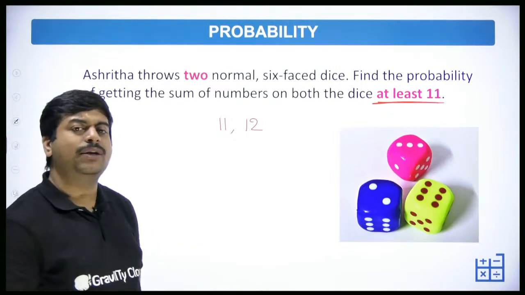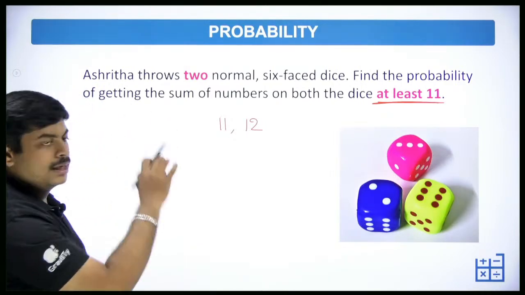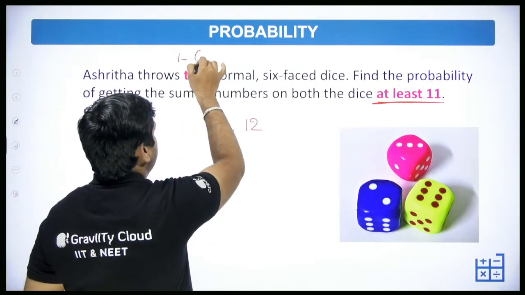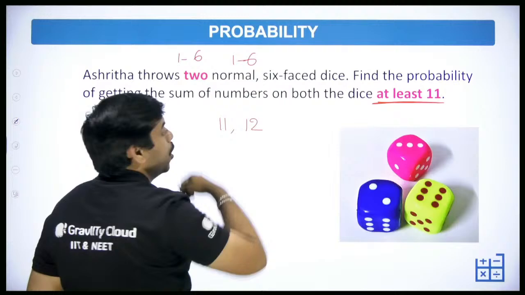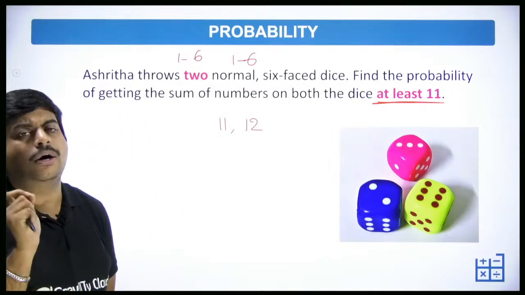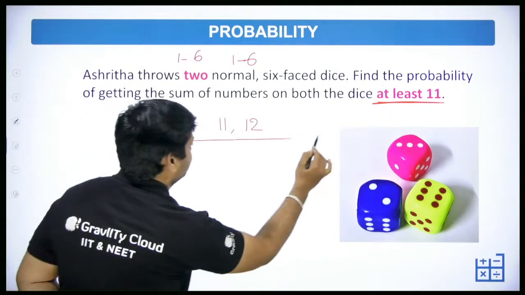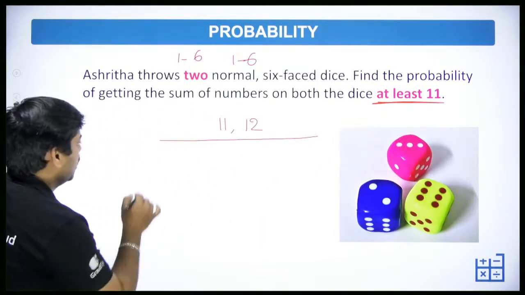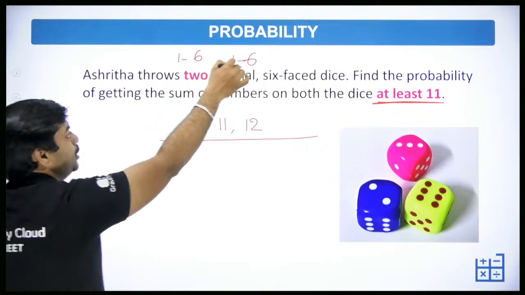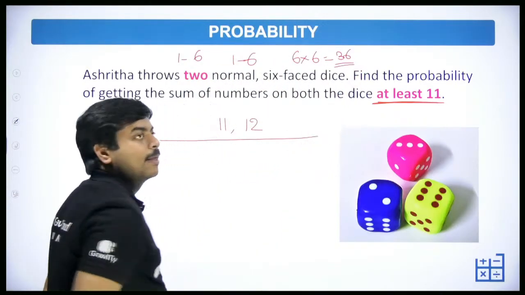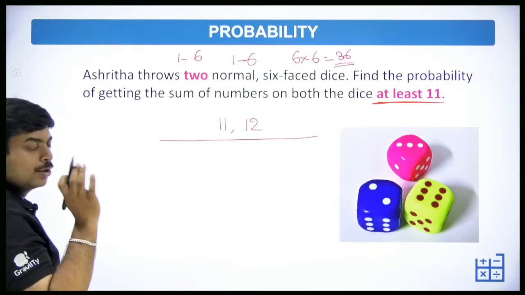So let's see what the cases are. Let me write all the cases. We have a total of 2 dice. One die will have 1 to 6 options, and the other one will also have 1 to 6. Let me write all the outcomes for you. What are all the chances we have? So there are 6 and 6. So 6 into 6, we get 36 possible outcomes. Let me write all of these.